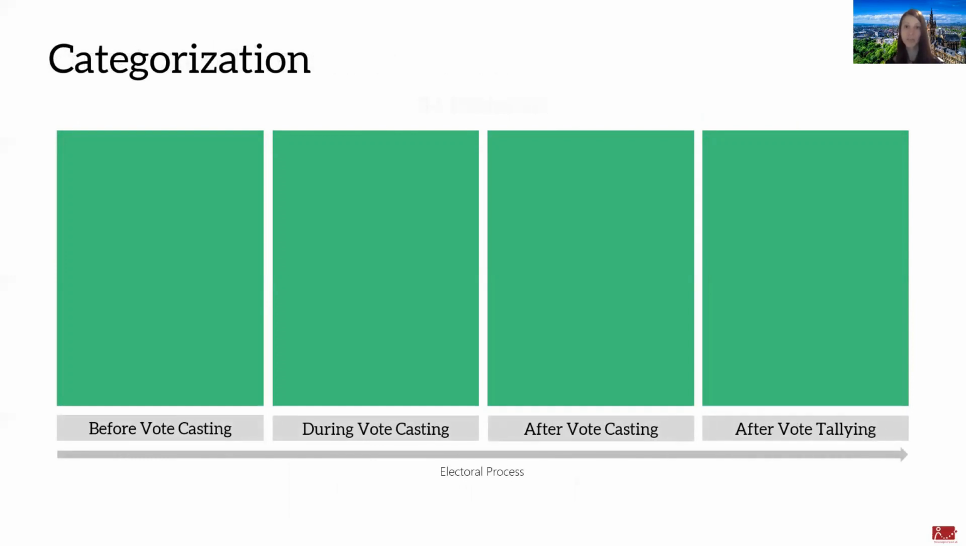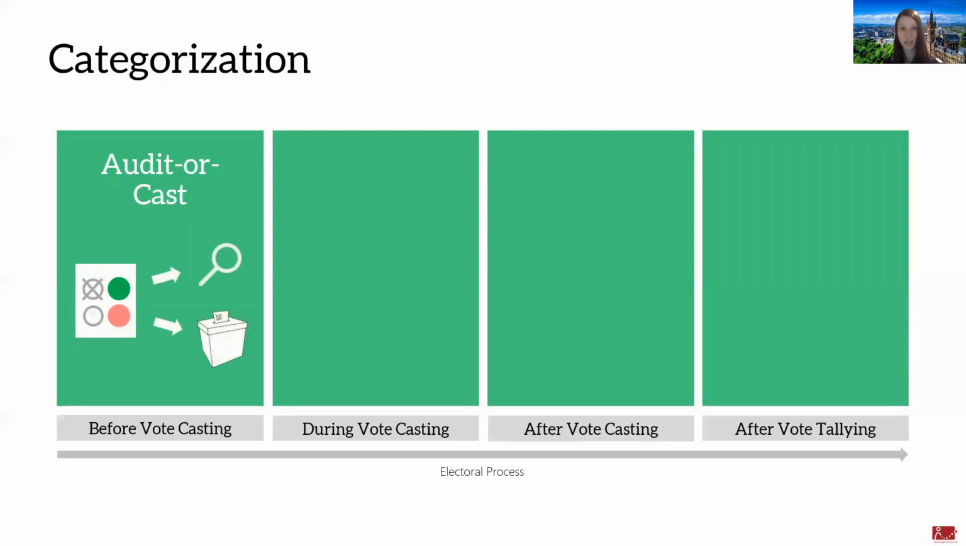The first category is called audit or cast. It means before vote casting, but after the ballot was marked, the voter decides, am I going to verify this vote or am I going to cast it? So it is a probabilistic scheme and verified votes cannot be cast here.